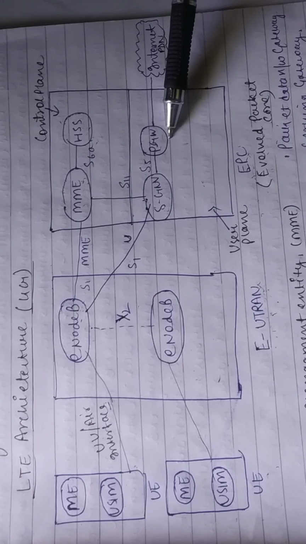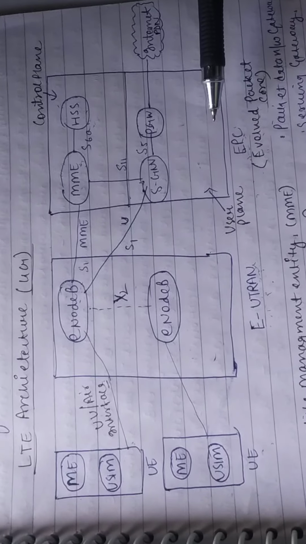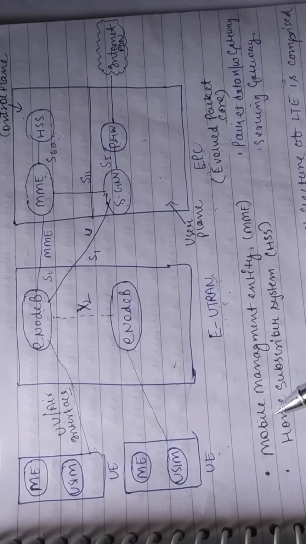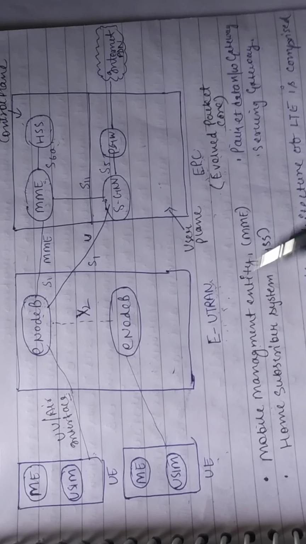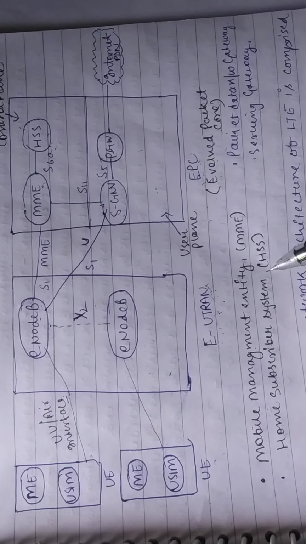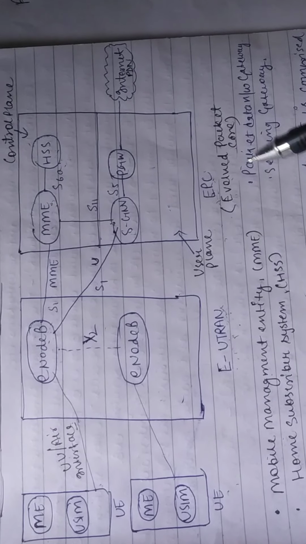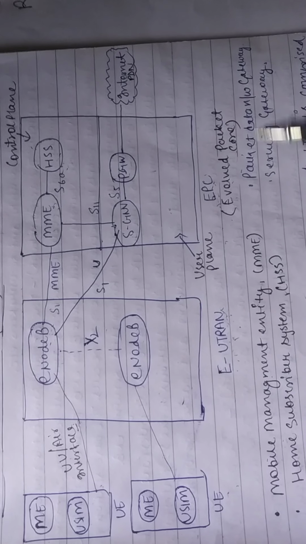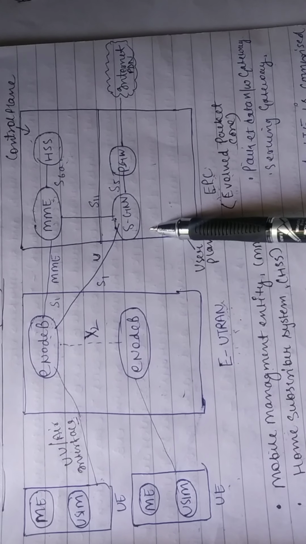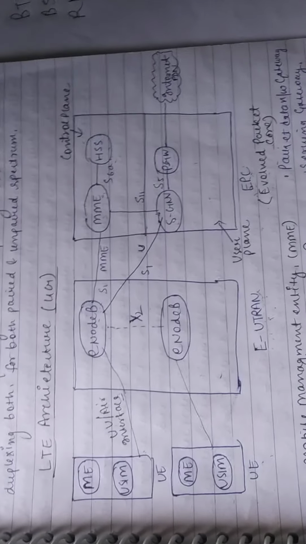So this is your whole LTE architecture. I have given the full forms here: MME, mobile management entity; HSS, home subscriber system, which is the permanent database; PGW, packet data network gateway; and this is your serving gateway. So this is your complete LTE architecture.